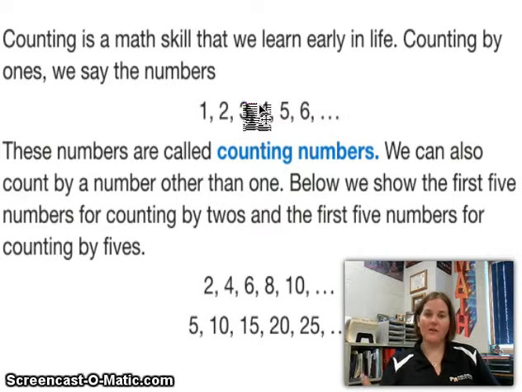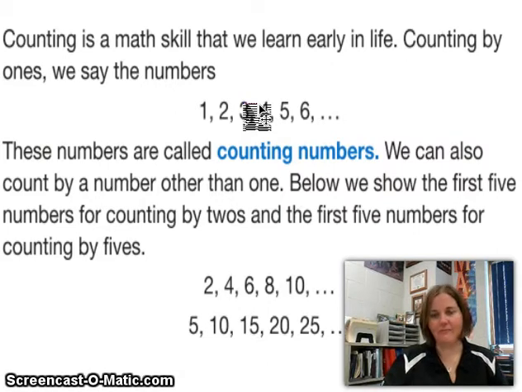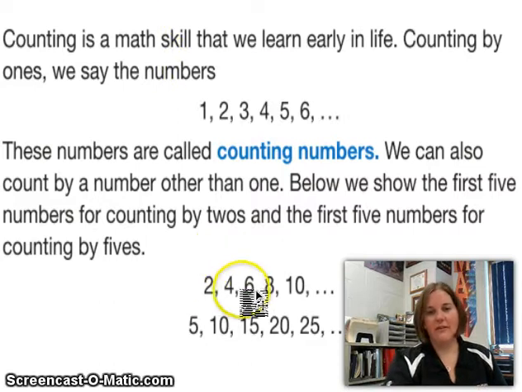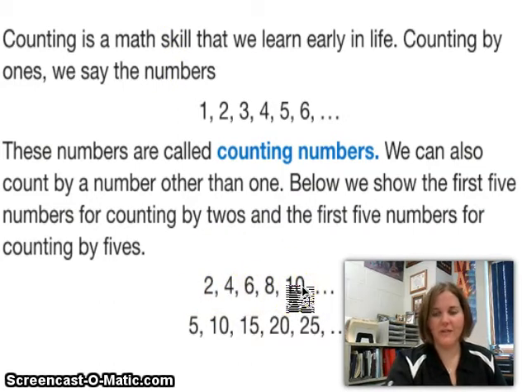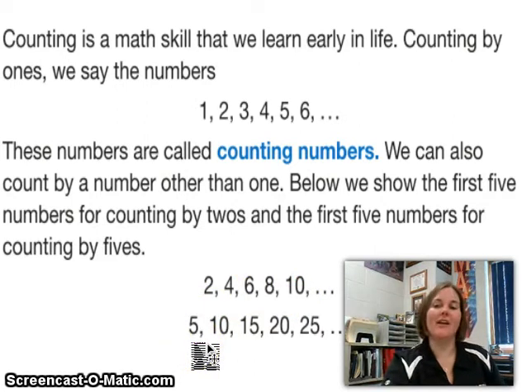We can count by numbers other than 1. For example, we can count by 2s if we say 2, 4, 6, 8, and 10. The first 5 numbers, if you're counting by 2s, are shown right here if you needed to follow along visually. I'm a very visual person, so I like to see everything.